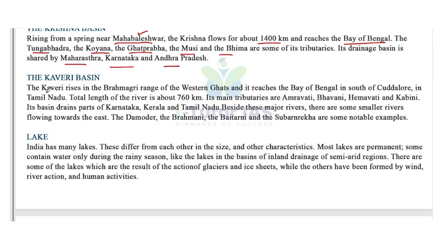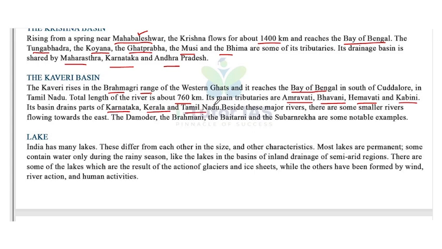Next, the Kaveri Basin. The Kaveri rises in the Brahmagiri range of the Western Ghats and it reaches the Bay of Bengal. The total length of the river is 760 km. Its main tributaries are Amaravati, Bhavani, Hemavati and Kabini. Its basin drains parts of Karnataka, Kerala and Tamil Nadu.